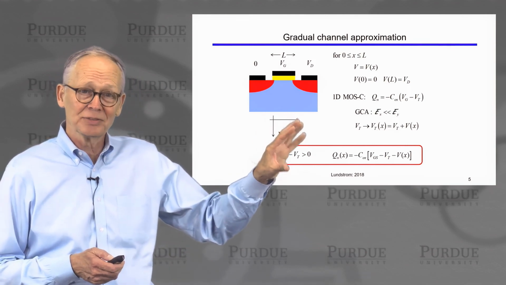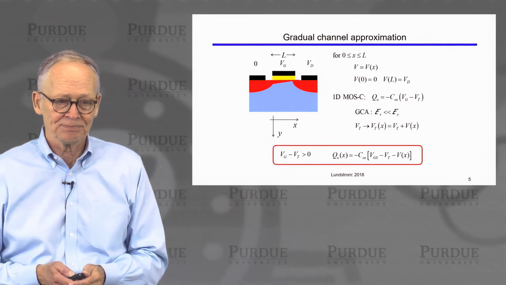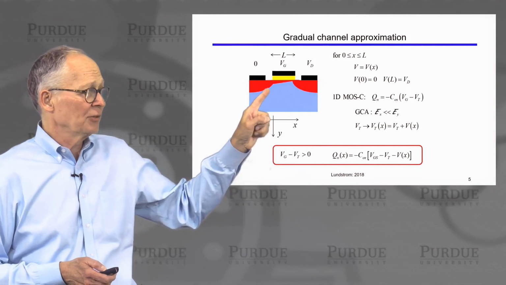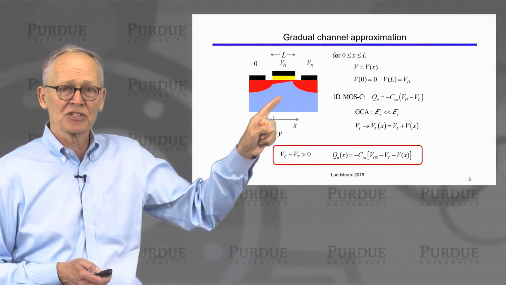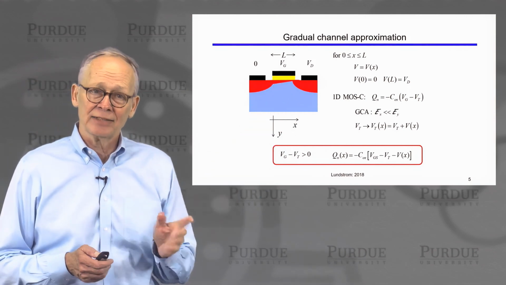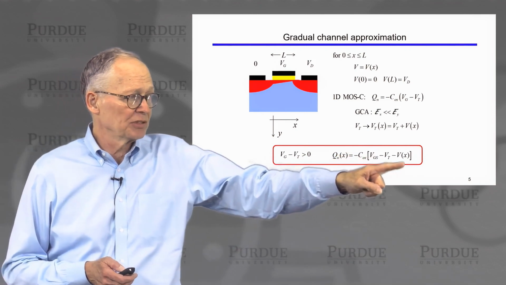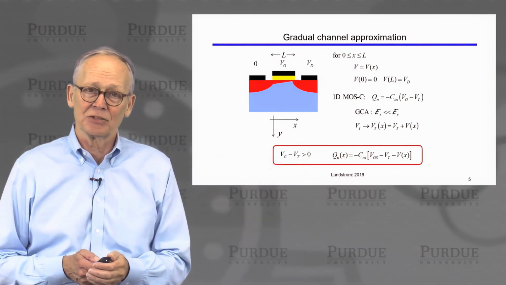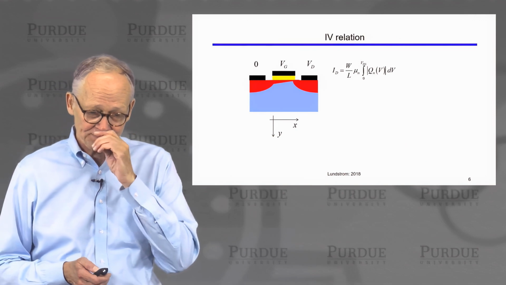This expression assumes the gradual channel approximation. So we now have a channel where the inversion layer charge, the amount of charge, varies. There's more of it at the source where the voltage is low, and there's less of it at the drain where the voltage is high.